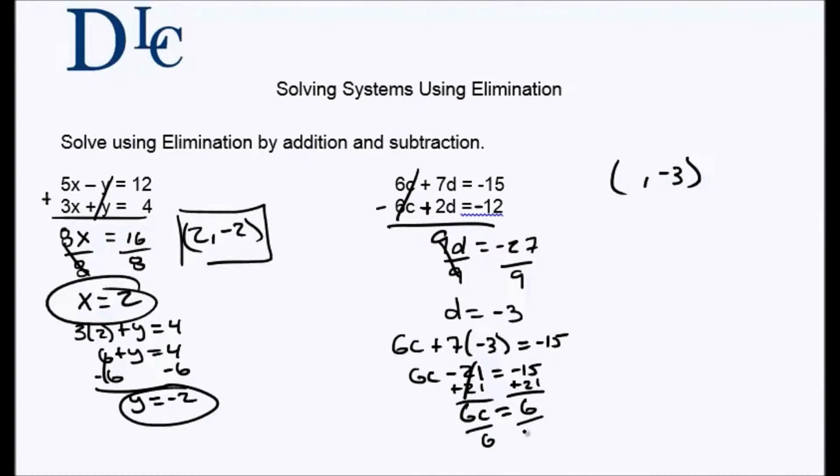Divide both sides by 6. And c equals 1. Now I found my c, my d. I found my solution. I found my coordinates that satisfy both equations. So we used addition and subtraction.